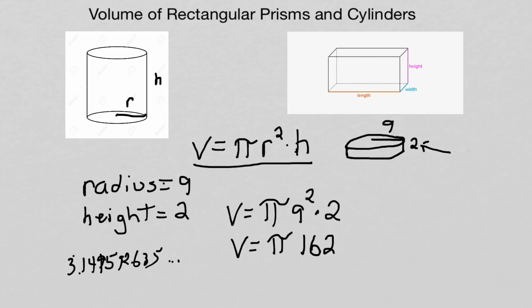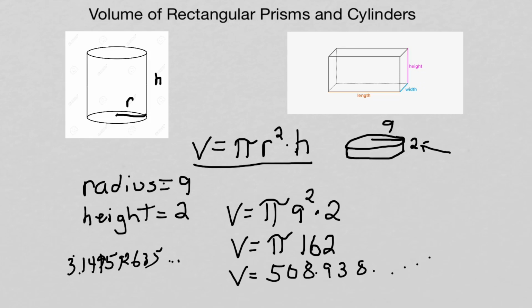Hit the pi button, then multiply it by 162. You're going to get a long number. For this one, you're going to get 508.938 blah blah blah. This is the number you want to round on. You only round on your final number.